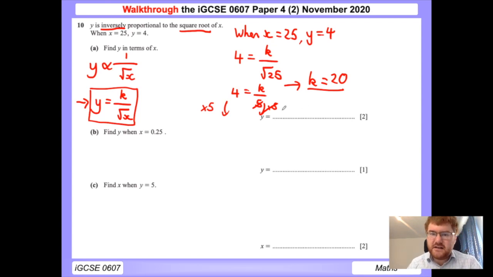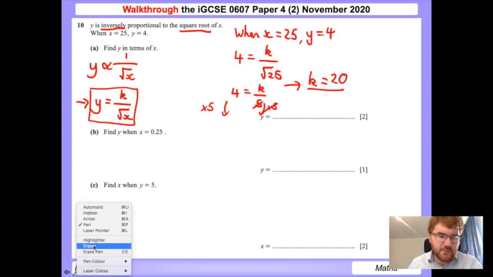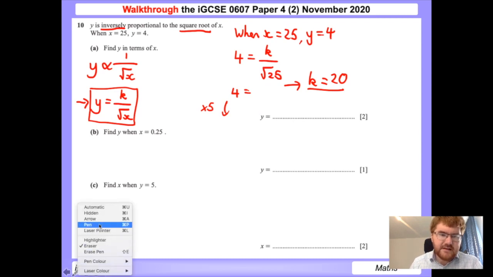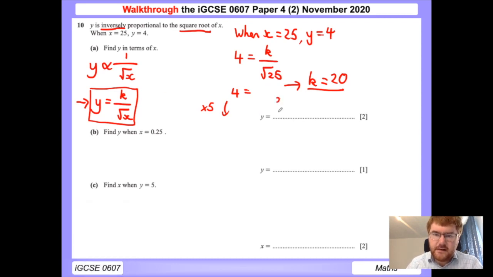So our actual answer here, and I'll just remove some of the working so we can see it nice and clearly, is y equal to, well, we know k is 20, so we put 20 back in here, and then over the square root of x for our 2 marks. Now what's typical here is that it gets you to substitute y to find x or substitute x to find y, and you can see both questions are here in B and C.